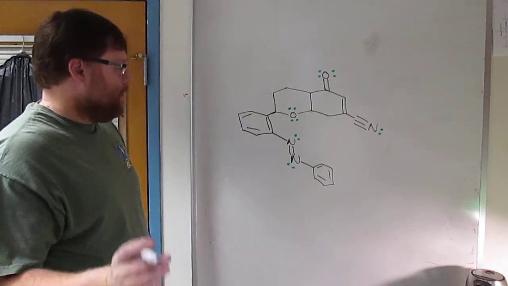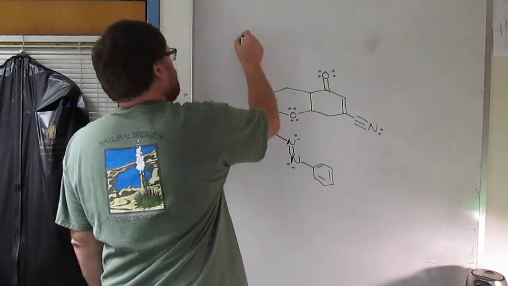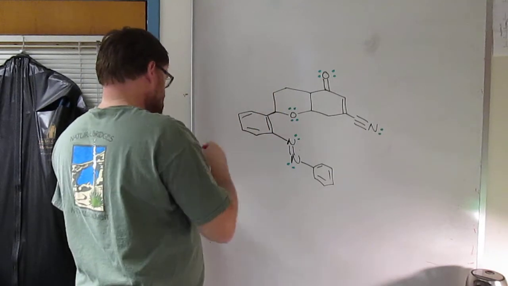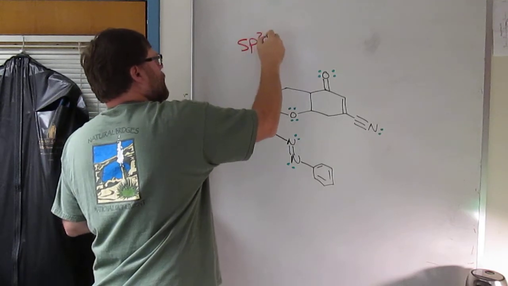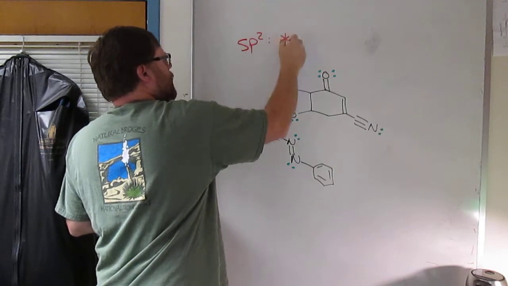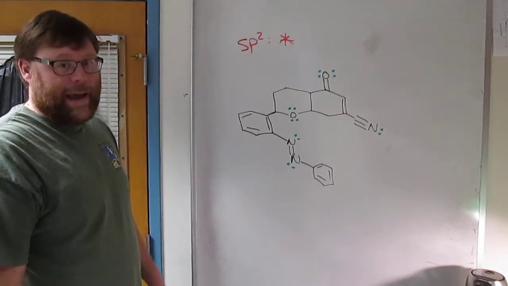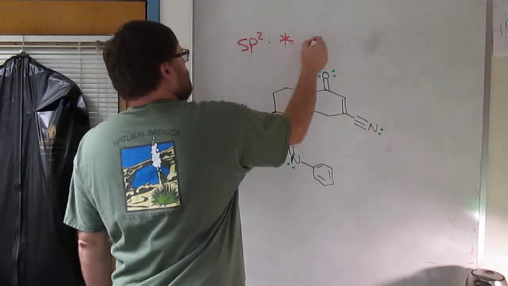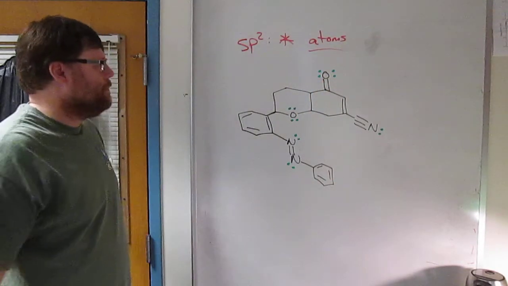Now, hit pause again and identify, so let's do this. Let me do this one in red. Hope you didn't hit pause too soon. Put an asterisk next to any sp2 atom. Alright, hit pause and do that.